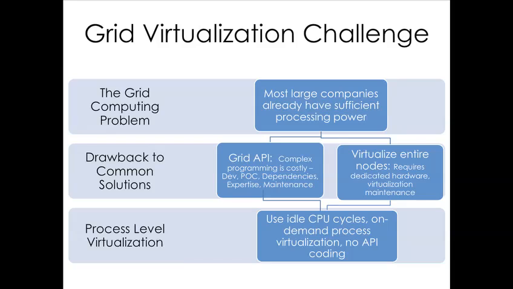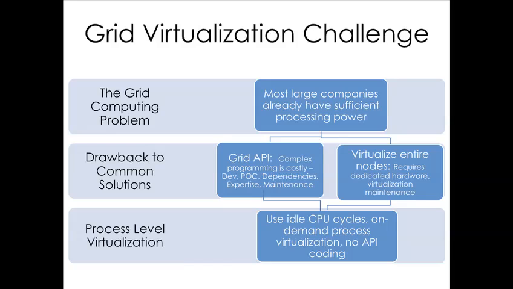So if you are able to utilize existing hardware, large companies will not need to buy extensive hardware in order to accelerate the process. They only need the ability to take advantage of the existing hardware they have, and this is the trick that process-level virtualization is able to achieve.